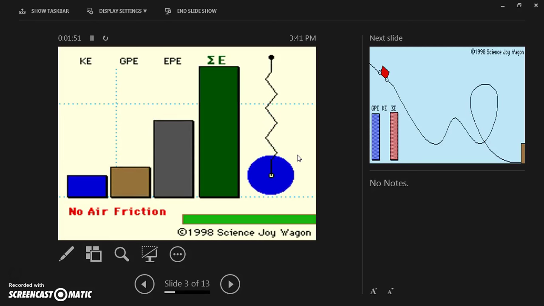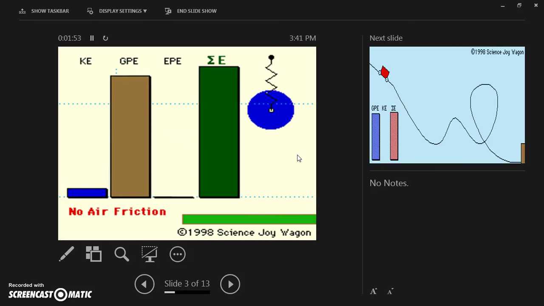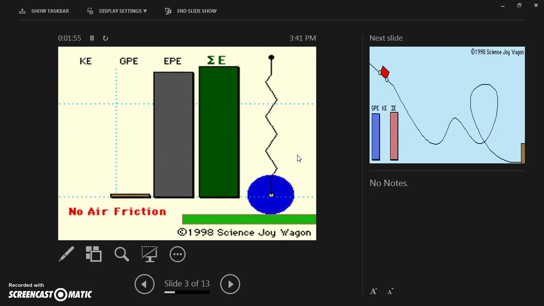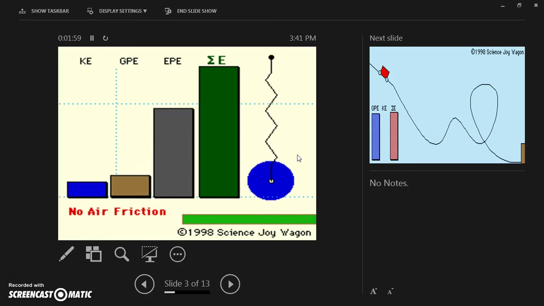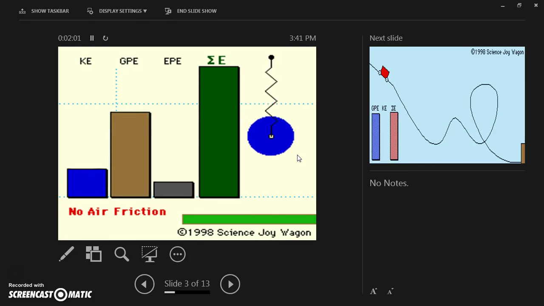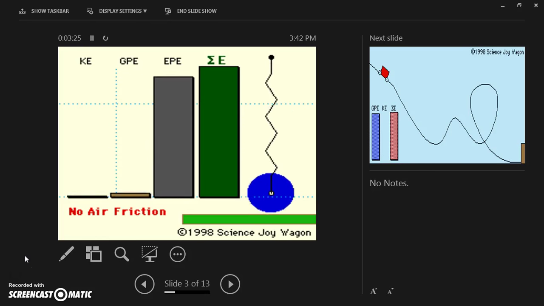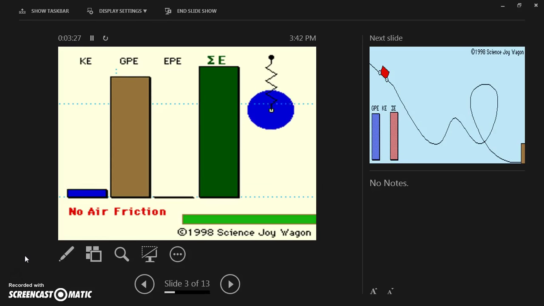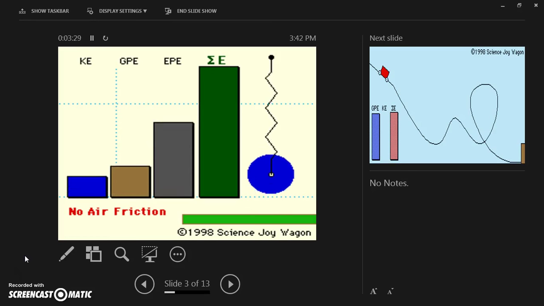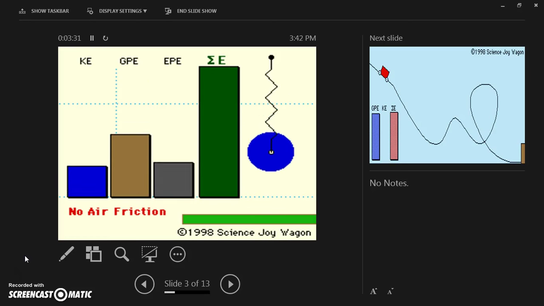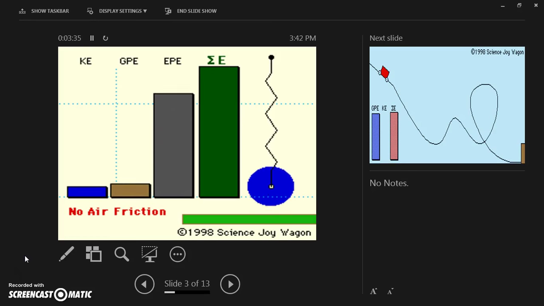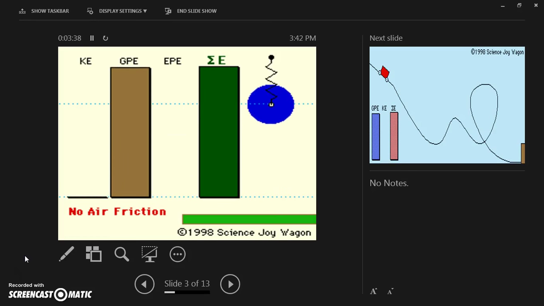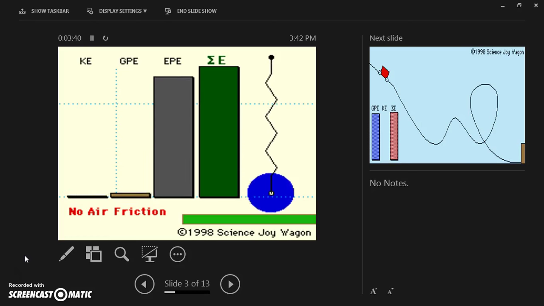Before we move on, I wanted to show you two diagrams. The first one is an animation of a hanging mass on a spring, and you'll notice that final bar over to the right hand side in green has the label sigma E. Sigma stands for total, E in this case stands for energy. So you'll notice that green bar doesn't change. The total energy contained within this system stays constant. Therefore, it must be a closed system.